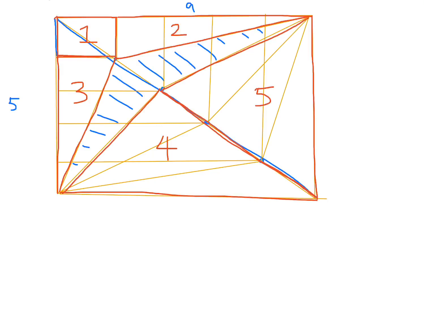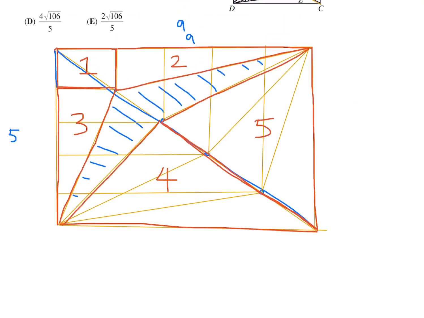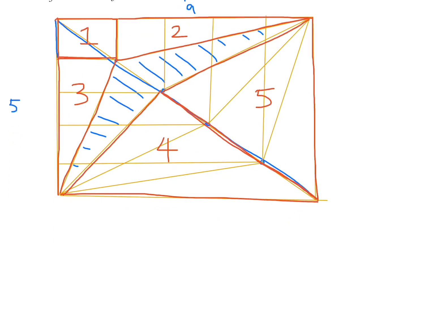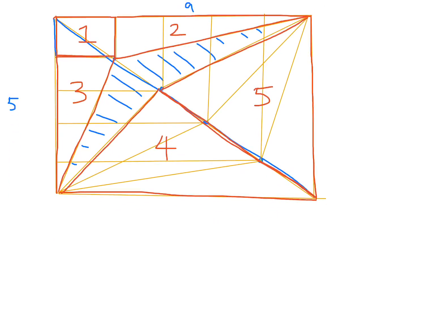If we can figure out the area of 1, 2, 3, 4, and 5 and subtract it from the total rectangle, we get the area of the shaded region. And then don't forget to multiply it by 2, because remember, there's 2 of those and they're equal. All right, should be pretty straightforward. So let's go with this. The total area of the rectangle is 9 times 5, which is 45. Okay, that's the first part.